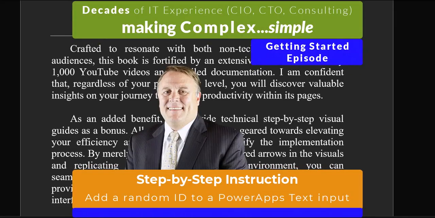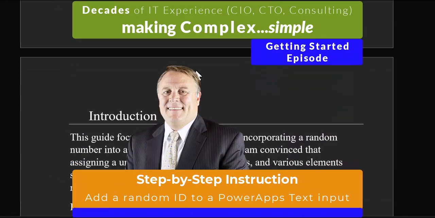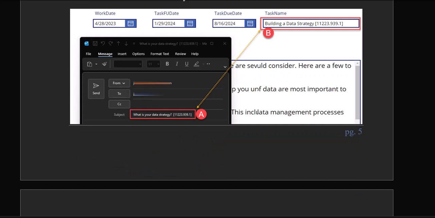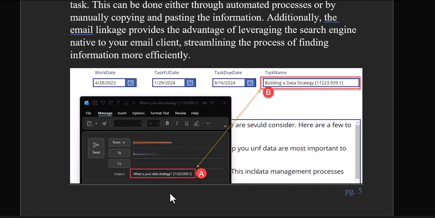So today we're going to talk about the ability to add a unique ID, something like this, for example, directly to any text field. It's a random ID to any text field. I'm going to show you why I use it, but you can use it for literally anything. Just remember that a numeric string, like we see here in the square brackets there, A, and up here at B, a numeric string is very powerful when it comes to search engines.